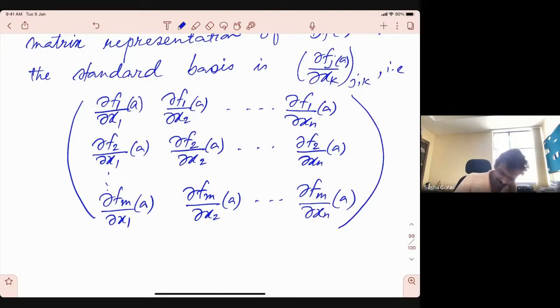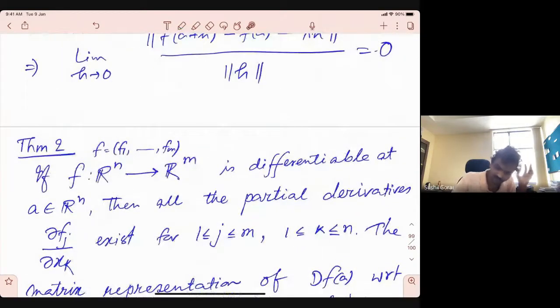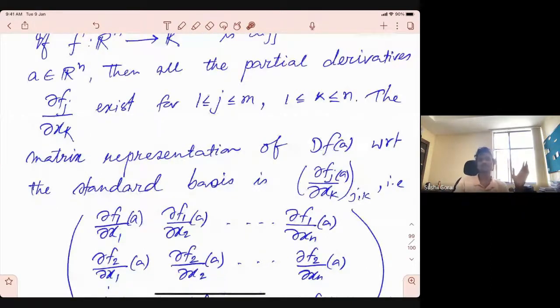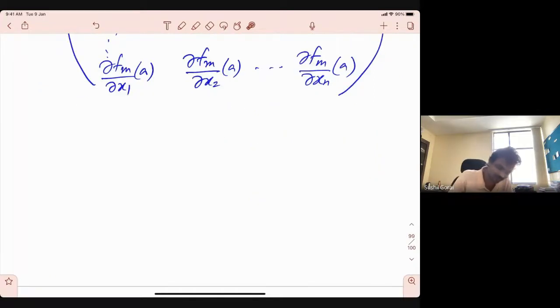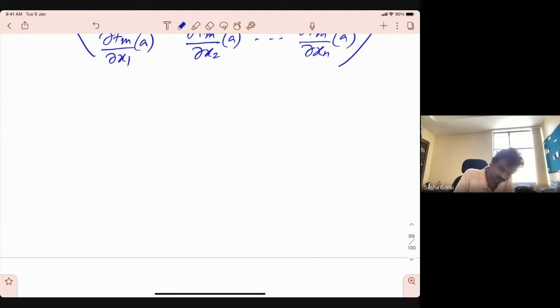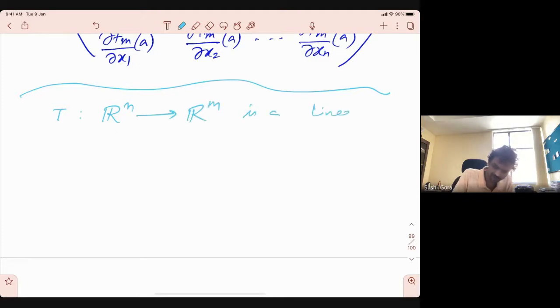So once you know this matrix, see, we assume here f is differentiable. So if you know f is differentiable, then actually you can think of the derivative as this matrix times (h1, h2, ..., hn), right? Let me just write a linear algebra fact. Suppose T from Rn to Rm is a linear transformation. Now T with respect to the standard basis is nothing but, let's say, the matrix a11, a12, ..., a1n, up to am1, ..., amn, right?